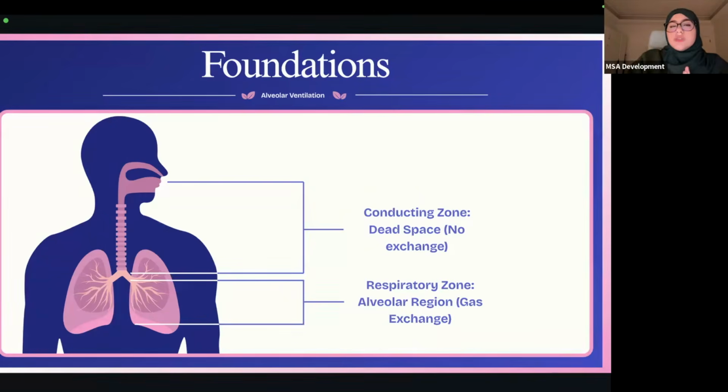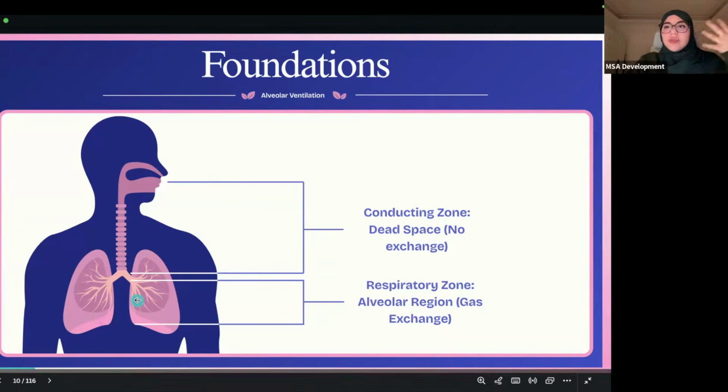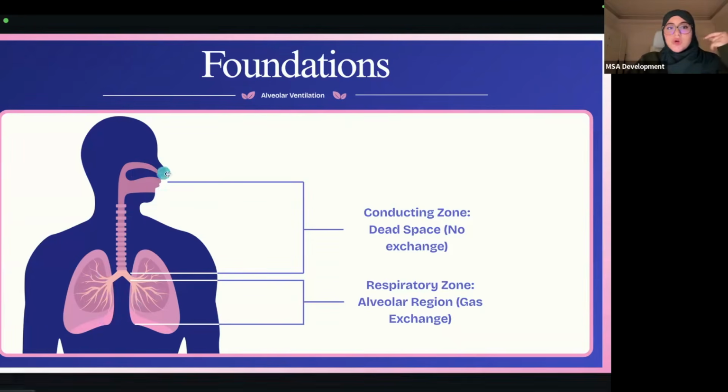There's two zones that make up my respiratory system. There's a conducting zone and there's a respiratory zone. Conducting zone just means all the paths that oxygen takes to get to my alveoli that don't actually exchange anything. So my nose, my trachea, my bronchioles, I don't have any exchange system there. So it doesn't work. It's called conducting zone, but it's also called dead space.